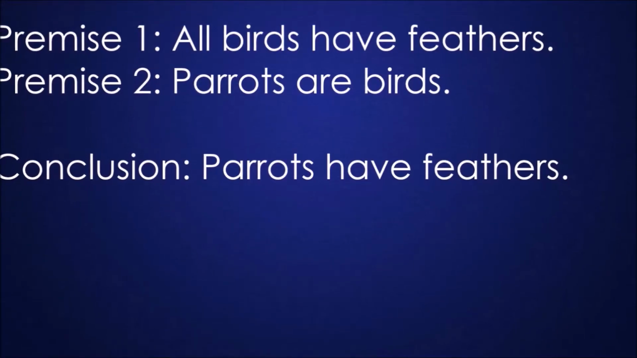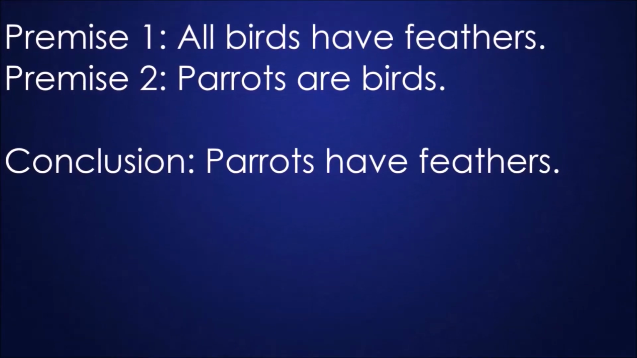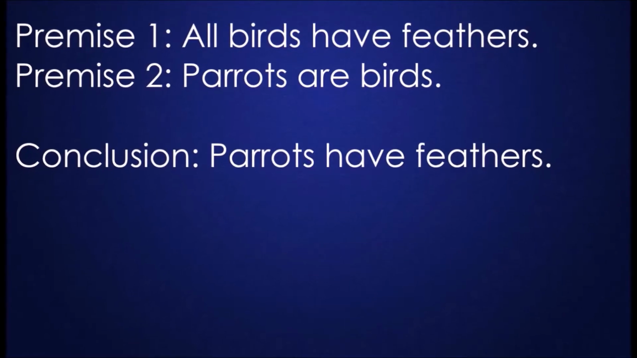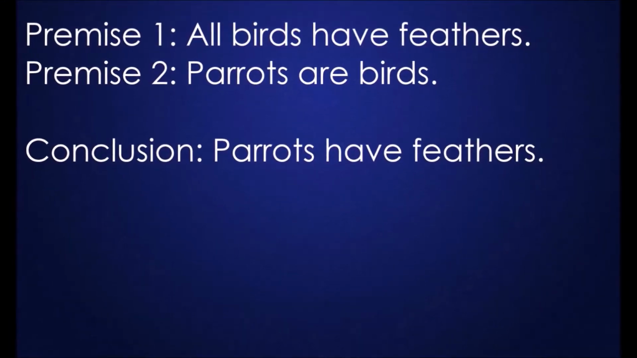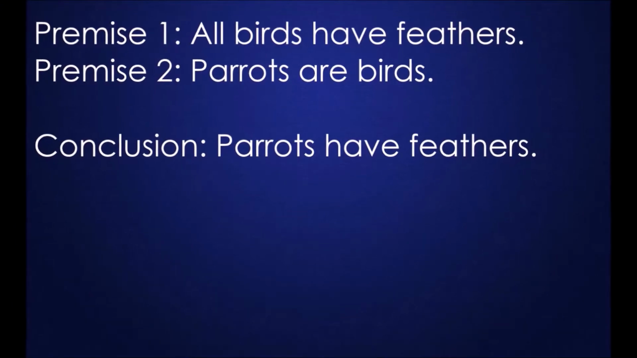As we could see, deductive reasoning follows a series of steps. It begins with a broad but true statement, which we can also refer to as the major premise, and then goes on to a more specific but true statement, which we can also refer to as the minor premise. From these two or even more minor premises, we can reach a conclusion. For example, Premise 1, all birds have feathers. Premise 2, parrots are birds. From these two statements, we can conclude that parrots have feathers.